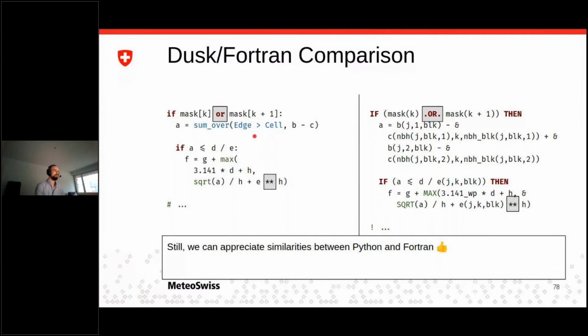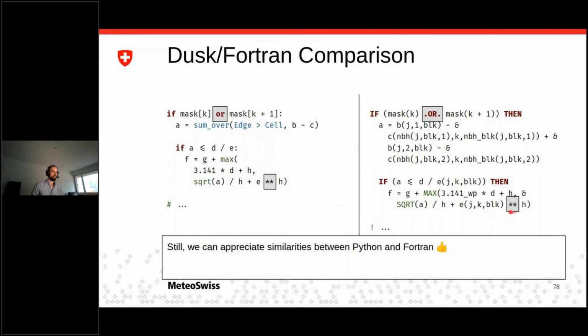Nevertheless, I think we can appreciate similarities. Both Fortran and Dusk support this written out "or" logical operator. Not all popular programming languages have this. Both Fortran and Dusk have it. Python has it as well, and naturally Dusk has it too.